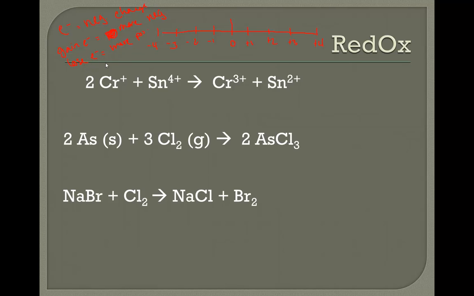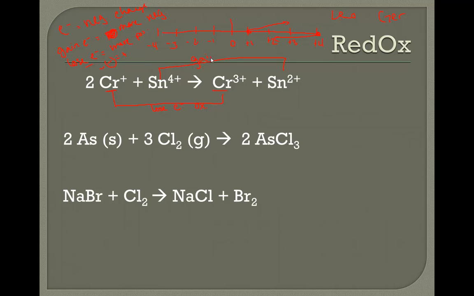Alright, so look at the elements and match them up. Chromium's going from a +1 to a +3. It's becoming more positive. More positive is losing electrons. And then remember LEO GER. Lose electrons, oxidized. So this one's becoming oxidized. Tin is starting at a +4 and it's going down to a +2. It's becoming more negative. More negative is you gaining electrons. Gain electrons, reduced.